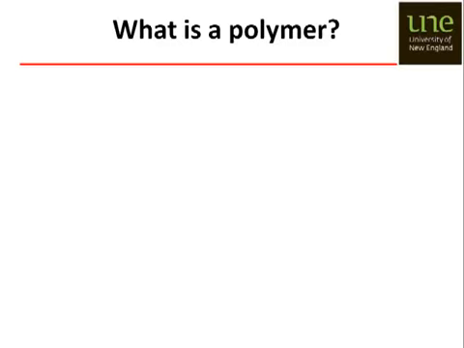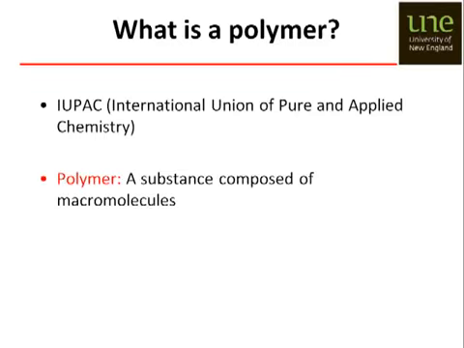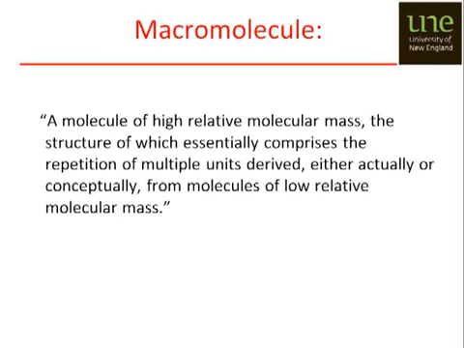What is a polymer? The International Union of Pure and Applied Chemistry, IUPAC, defines a polymer as a substance composed of macromolecules. So this is a great definition if you know what a macromolecule is. And fortunately, IUPAC have also defined this for us. A macromolecule, they say, is a molecule of high relative molecular mass, the structure of which essentially comprises the repetition of multiple units derived either actually or conceptually from molecules of low relative molecular mass.